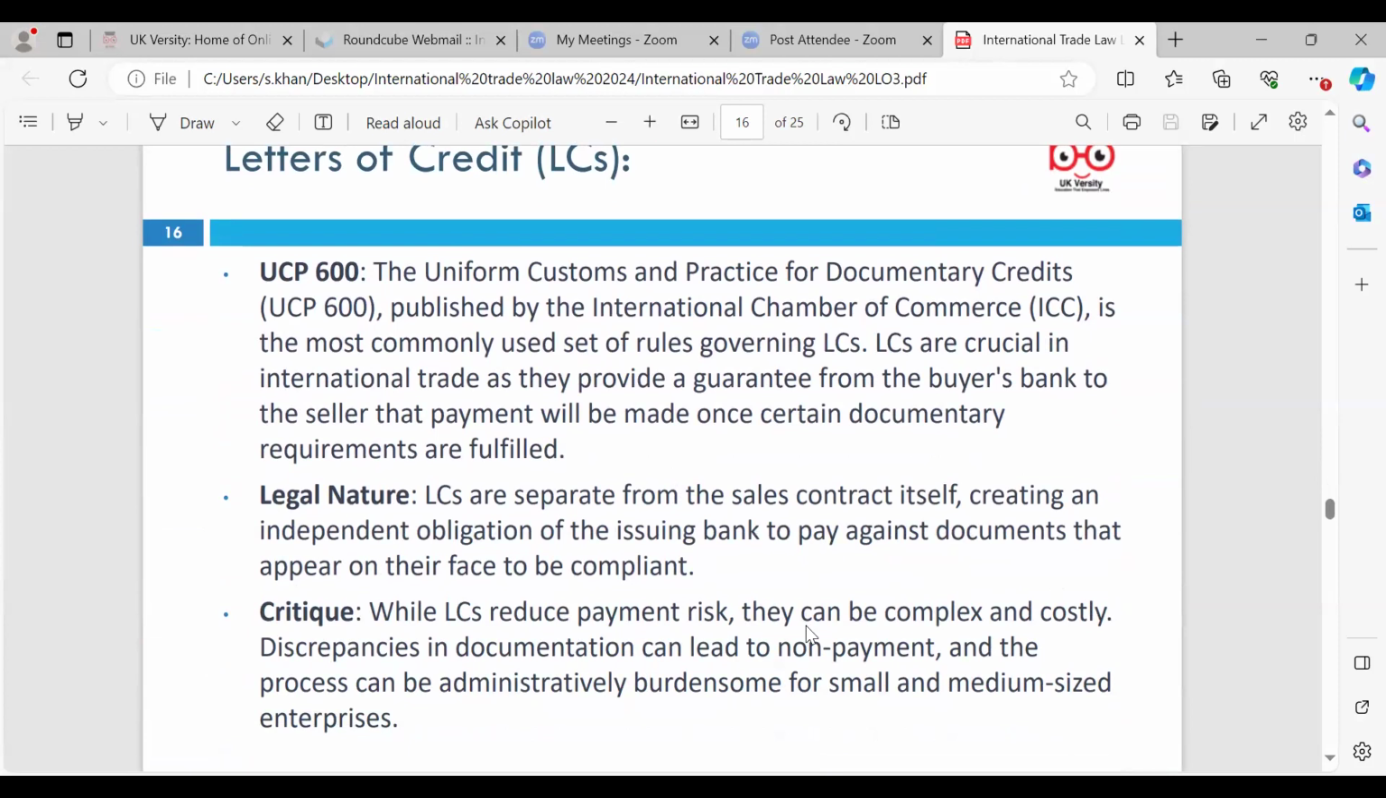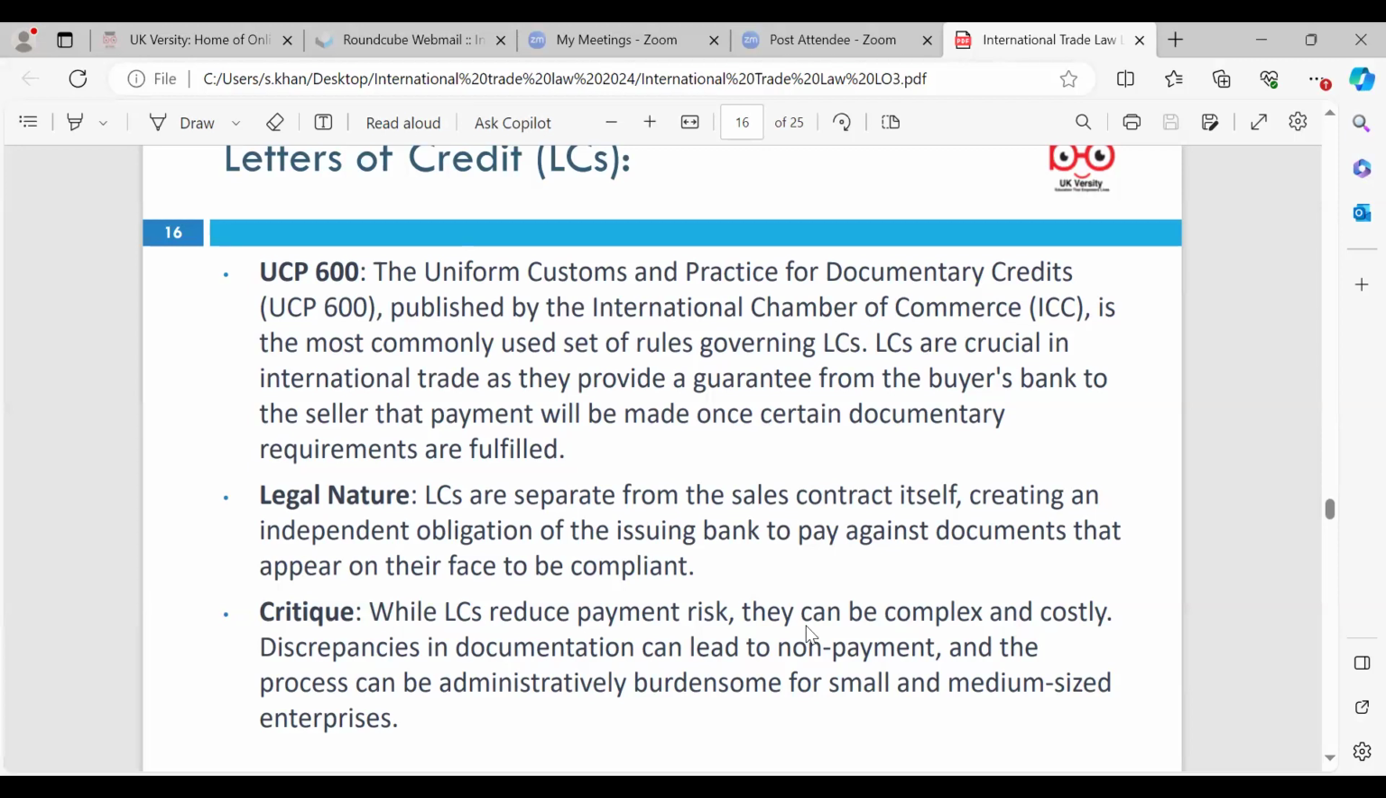LCs are crucial in international trade as they provide a guarantee from the buyer's bank to the seller that payment will be made once certain documentary requirements are fulfilled. Legal nature: letters of credit are separate from the sales contract itself, creating an independent obligation of the issuing bank to pay against documents that appear on their face to be compliant.